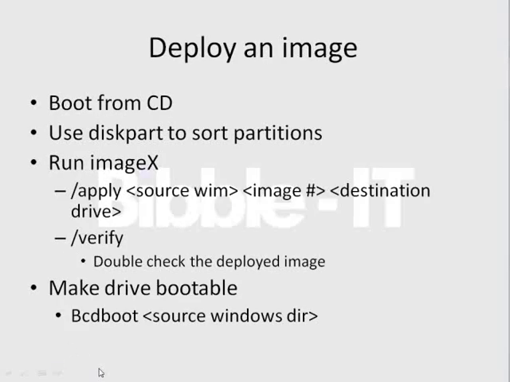So what we're actually going to do today is deploy an image. We're going to do the reverse of Module 1, and we're going to use the same Windows PE environment that we created then. So we're going to boot up our workstation from CD. We're then going to use diskpart to clean the disk, delete all the existing partitions, and set them up ready for our image deployment. We're going to use ImageX again, but this time we're going to use the /apply switch, then provide it with where our source WIM is.